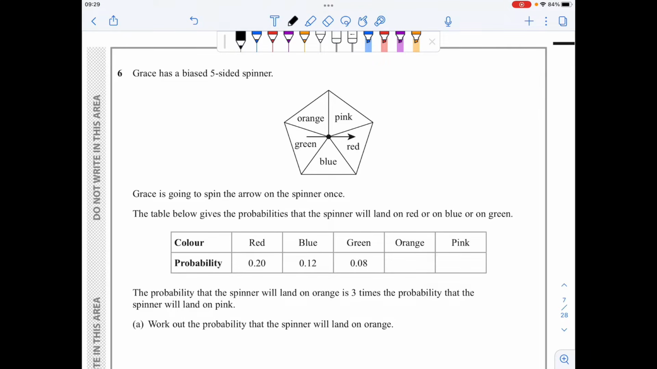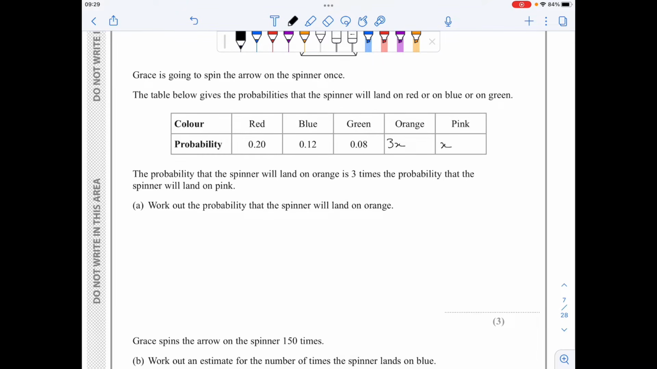For part A of question 6, I will let the probability of pink be equal to x. Hence, the probability of orange is equal to 3x. Now, if I add all these, I should get 1. So 0.20 plus 0.12 plus 0.08 plus 3x plus x should be 1. On the left, I get 0.4 plus 4x is equal to 1. x comes out to be 0.15.